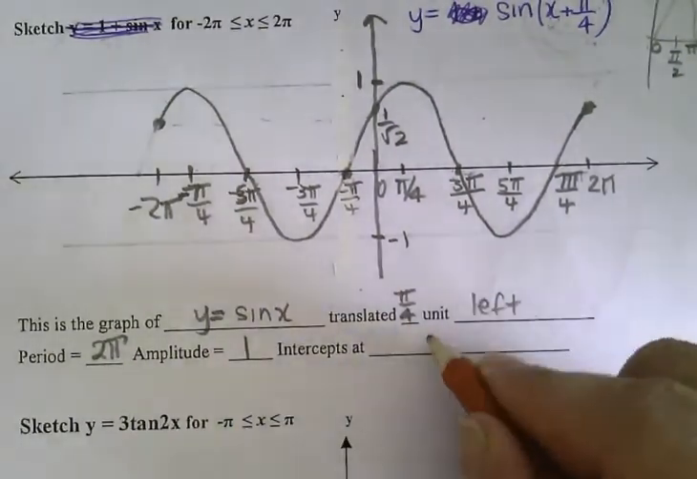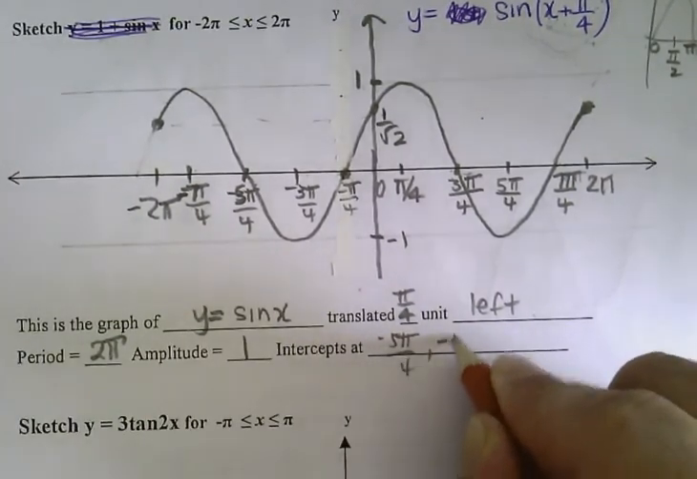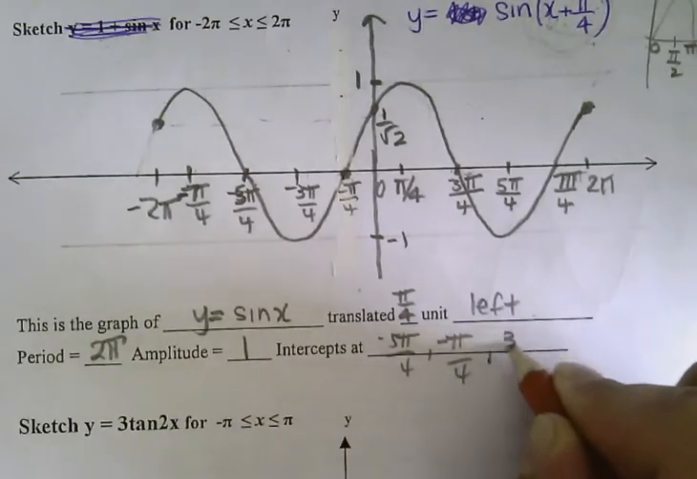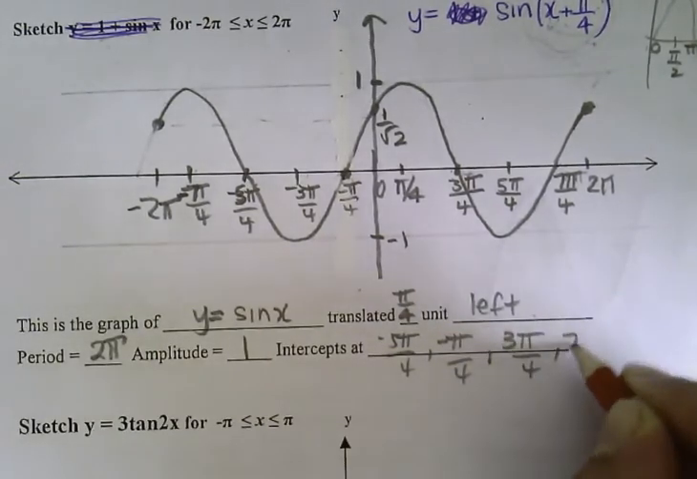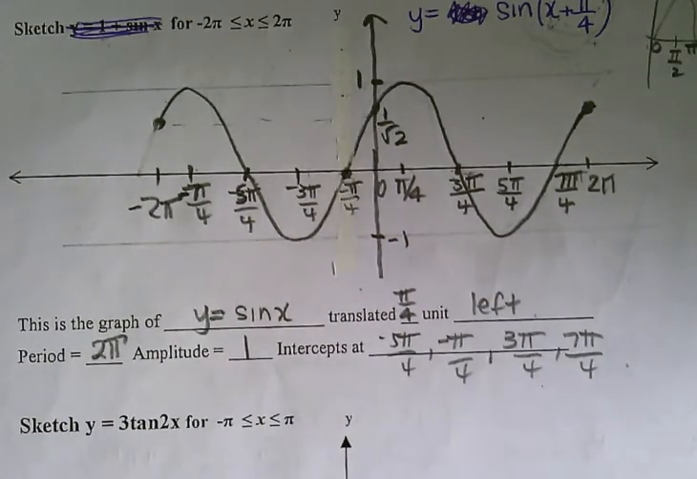And where are our intercepts? We've got negative 5 pi on 4, negative pi on 4, 3 pi on 4, and 7 pi on 4. They're the x-intercepts from negative 2 pi through to pi. Okay?